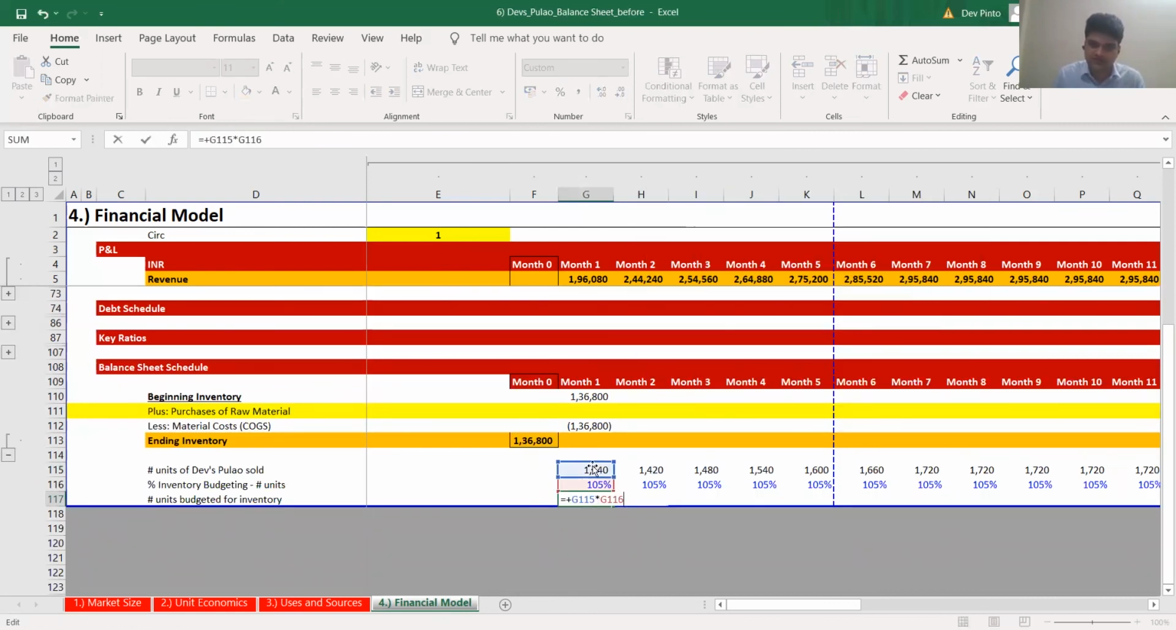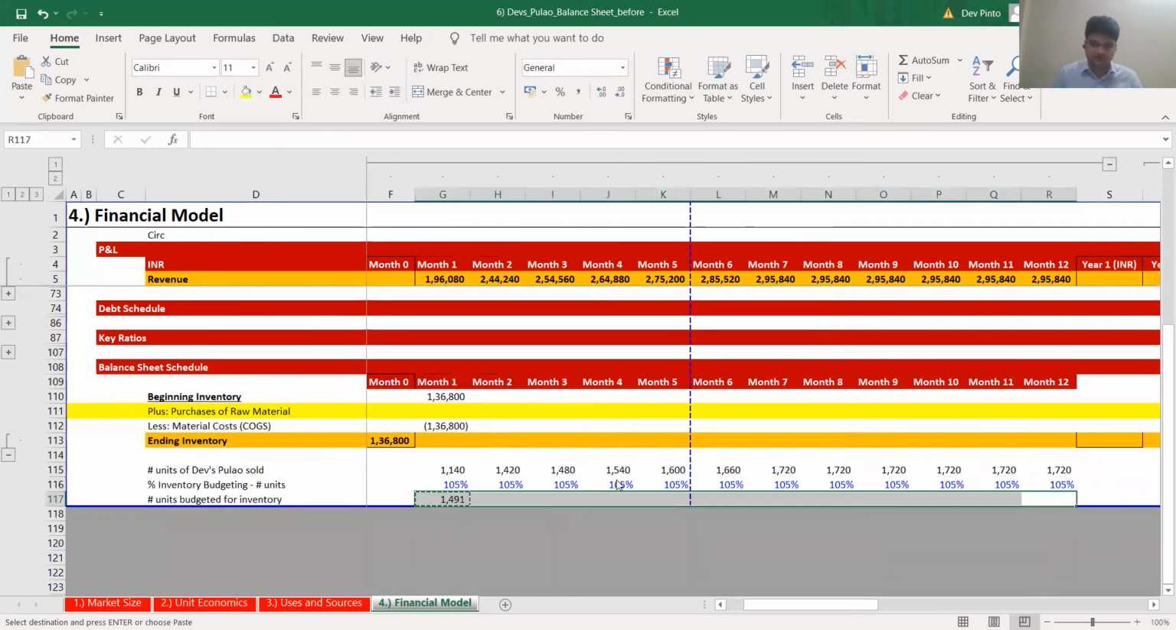Why not this into this? Because this has already been sold. This is what I expect to sell in the next month. I'm going to slightly buy more inventory in case we sell more. So let's do this. Let's do it here.